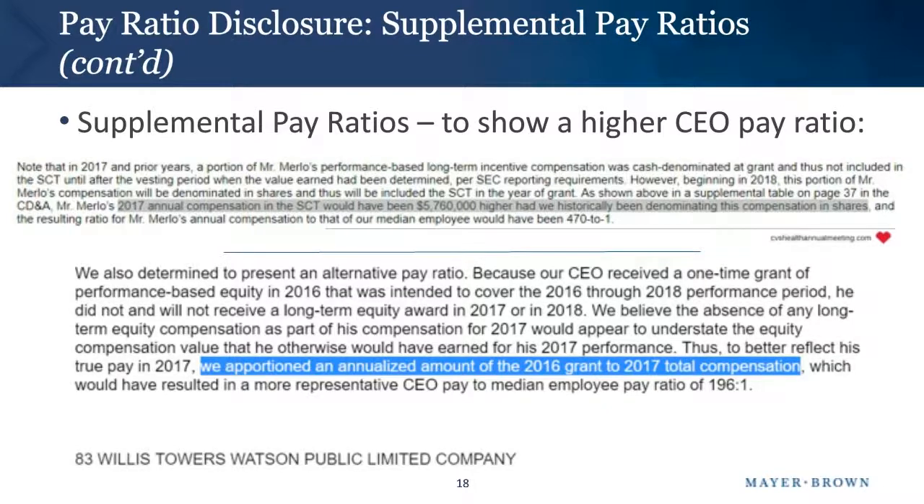A few examples here: Willis Towers Watson annualized a one-time multi-year performance award that had been paid in 2016, and they included the amount attributable to 2017 in their supplemental ratio in order to better reflect the CEO's true 2017 compensation. In the second example, CVS applied a future methodology change to their 2017 compensation to show that had the change taken place in 2017, the CEO's 2017 compensation would have been much higher.